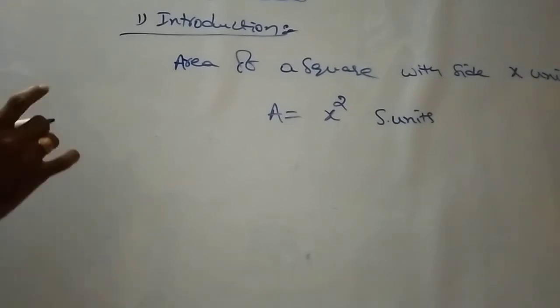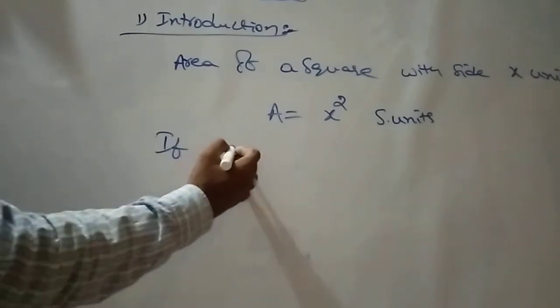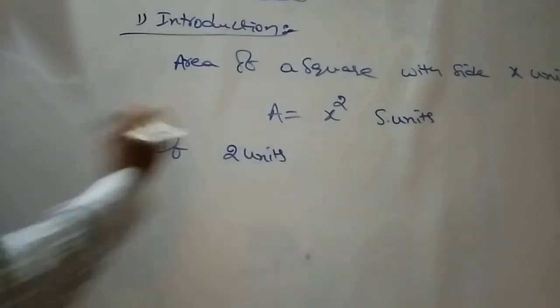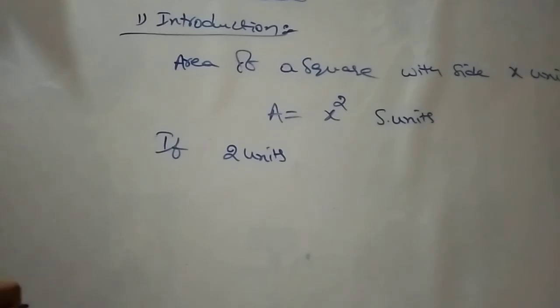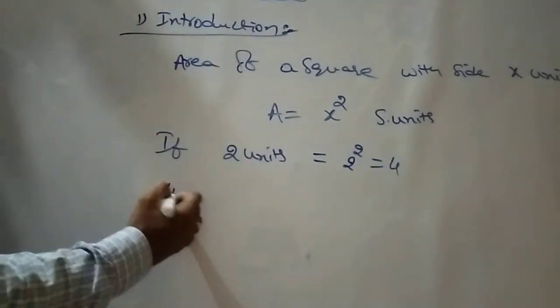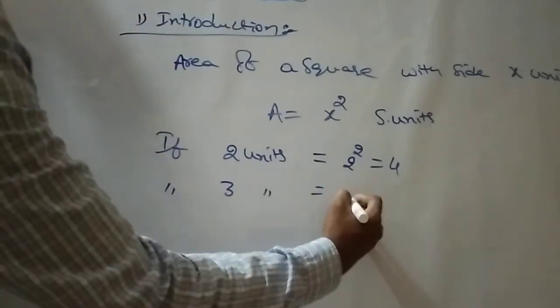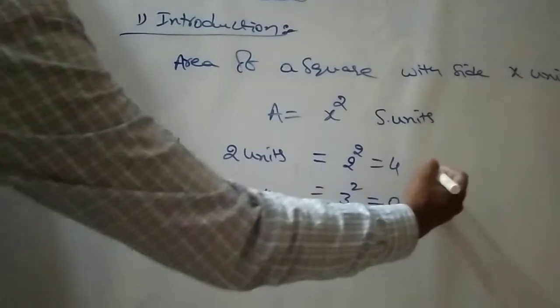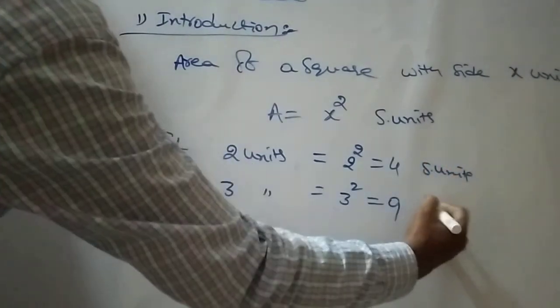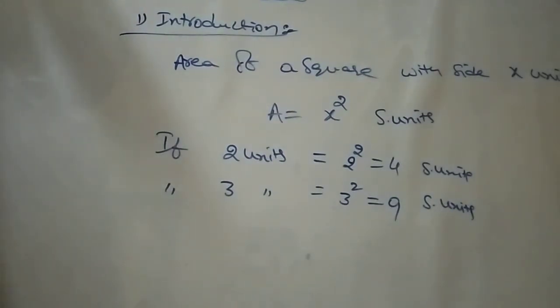It is the general notation. Suppose the square side is 2 units, what is the area now? 2 power 2, that is 4. Next, if the square side is 3 units, what is that? Area 3 power 2, that is 9 square units. This is one of the mathematical applications.